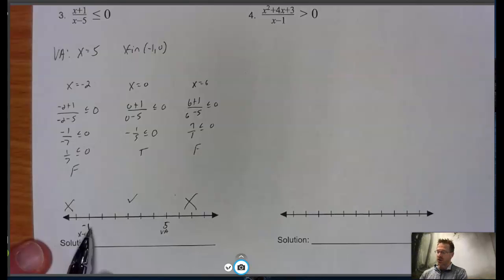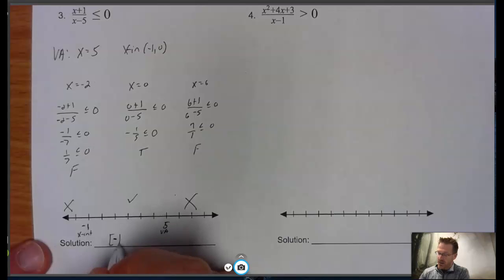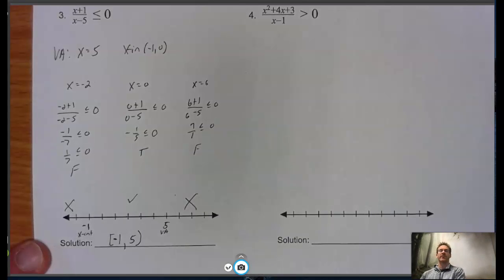All right, and now notice, since it's less than or equal to 0, I get to include my x-intercept here, and I'm going to go to 5, and I do not get to include 5 because it's a vertical asymptote. All right, and that's your answer. So it's really all about finding those x-intercepts, vertical asymptotes, and then testing the intervals to find out where that inequality is true or false.